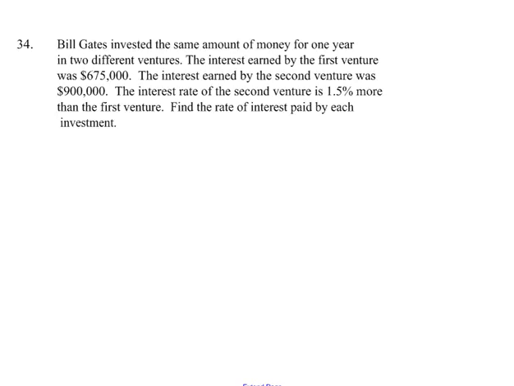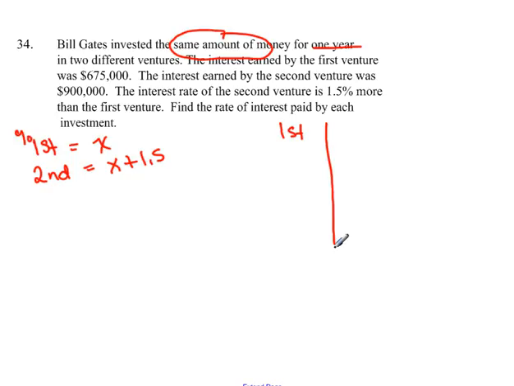Okay, here's another one. Number 34. Bill Gates invested the same amount of money for 1 year in 2 different ventures. The interest earned by the first venture was $675,000. The interest earned by the second was $900,000. The interest rate of the second is 1.5% more than the first. So I'm going to say the first venture is going to be X, and the second interest rate, we're talking about the percent, is going to be X plus 1.5. Okay, so now let's set this up.